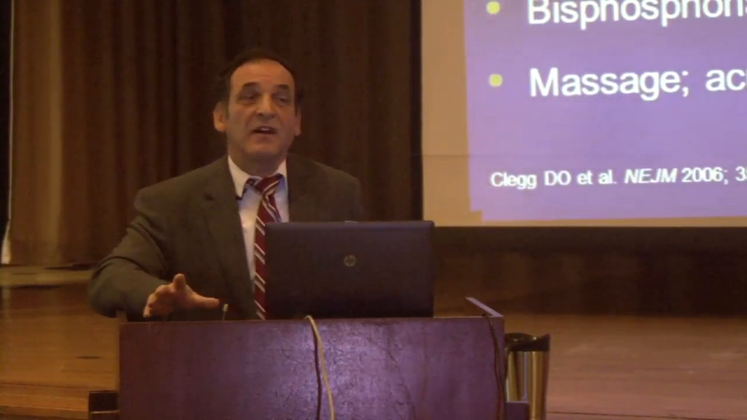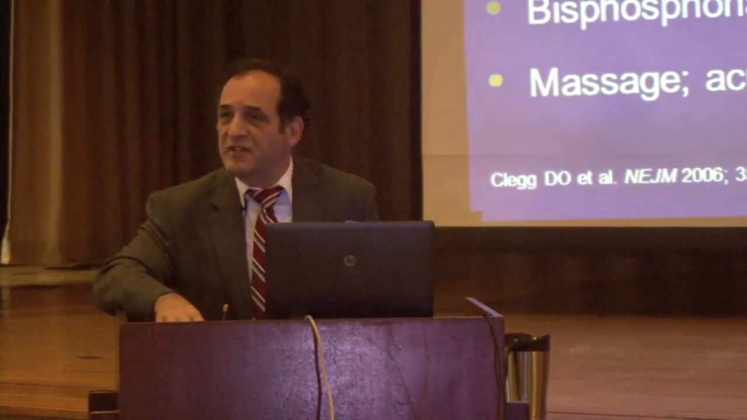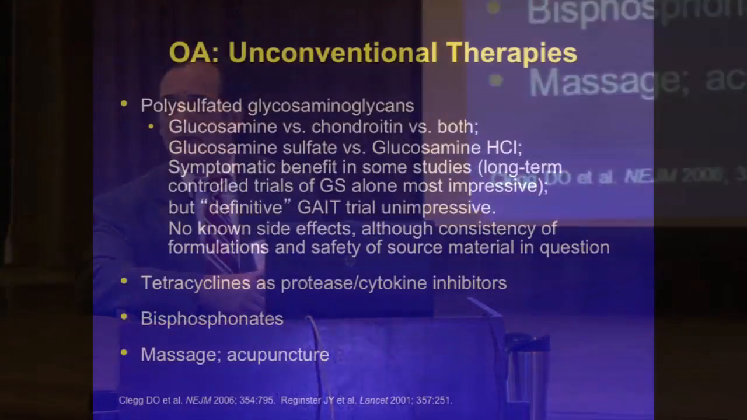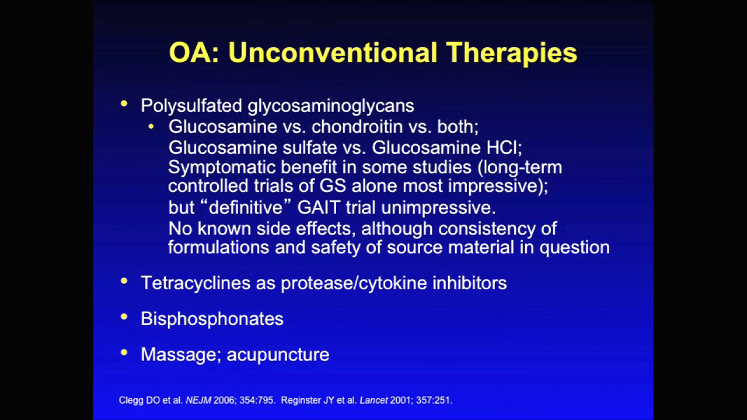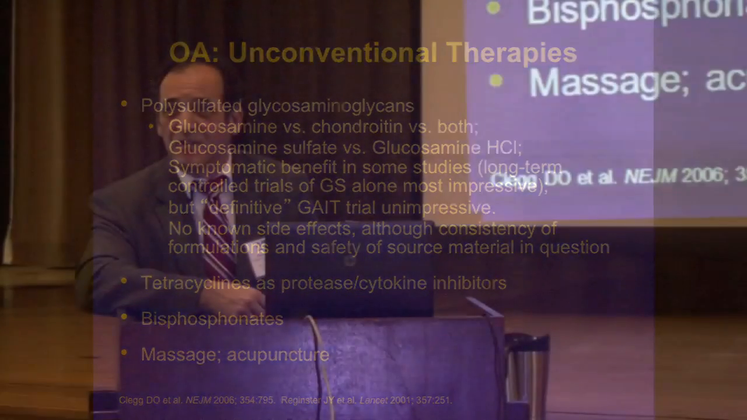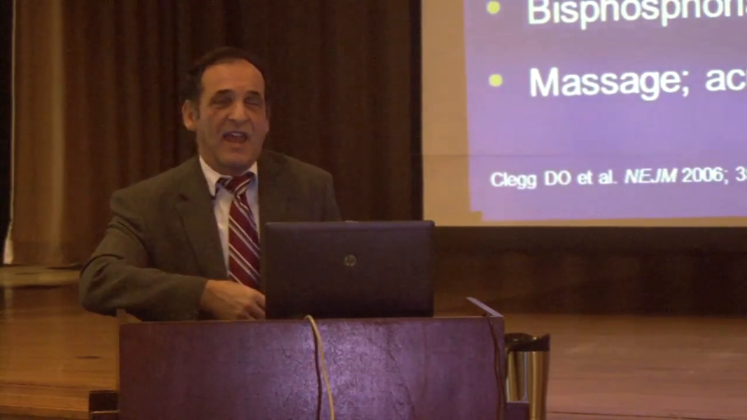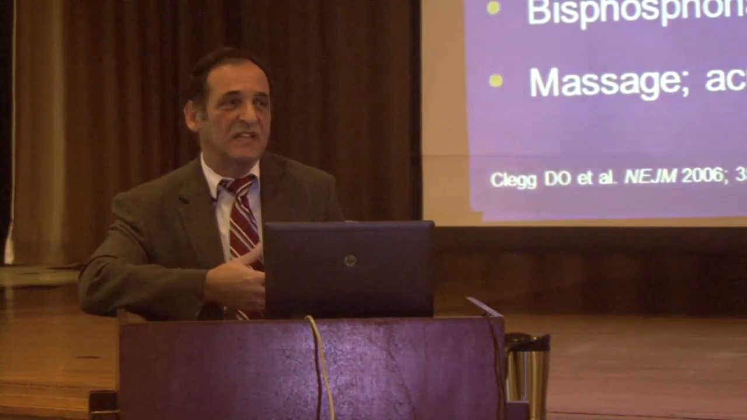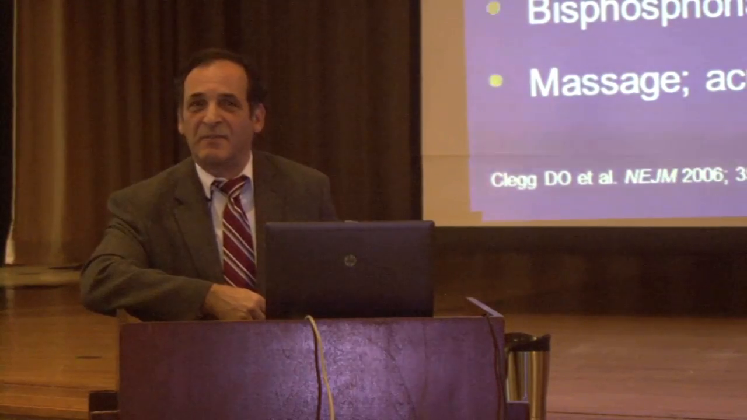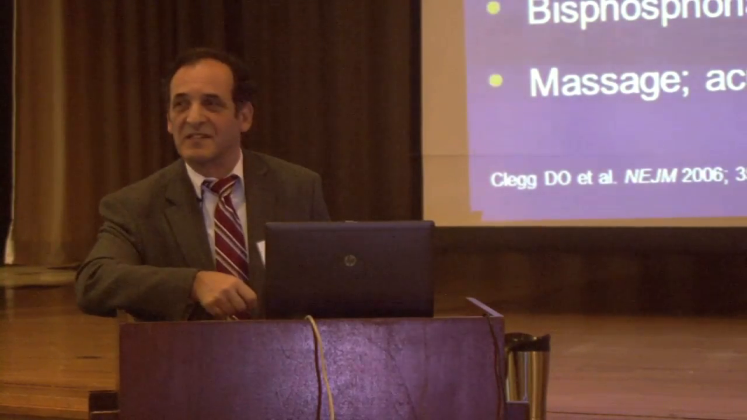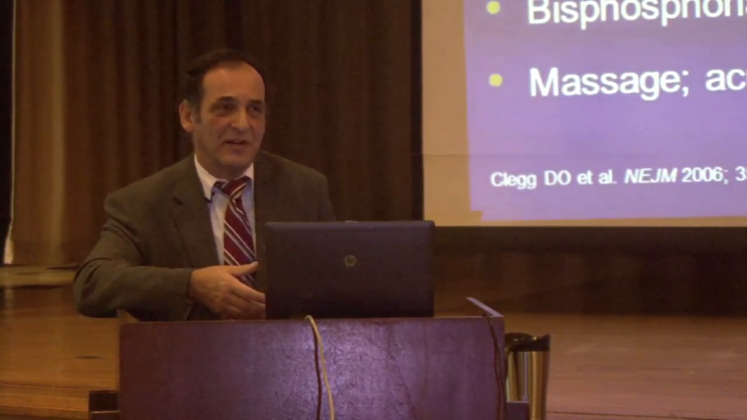There's a lot of unconventional therapies that have been used to treat osteoarthritis, and the most popular ones are chondroitin and glucosamine sulfate. And I have to tell you, the jury is still out on these. There are studies that show they work. There are studies that show they don't work. There's studies that show certain preparations work and other ones don't. And when the literature contradicts itself like that, the bottom line is, if it works, it doesn't work particularly well.